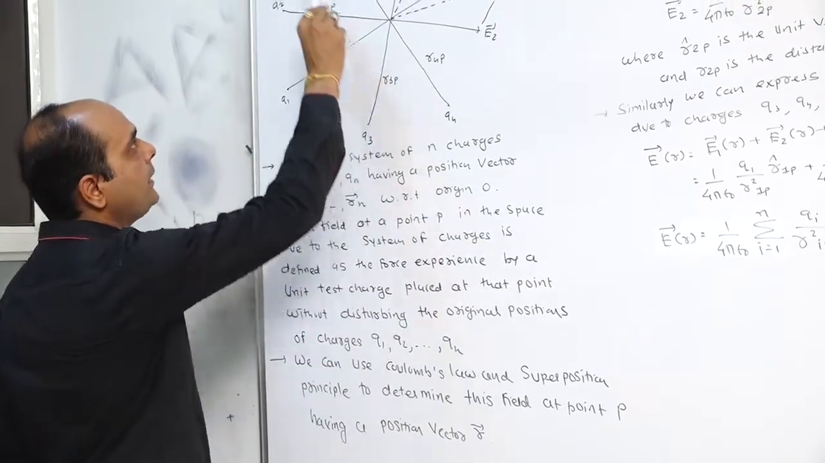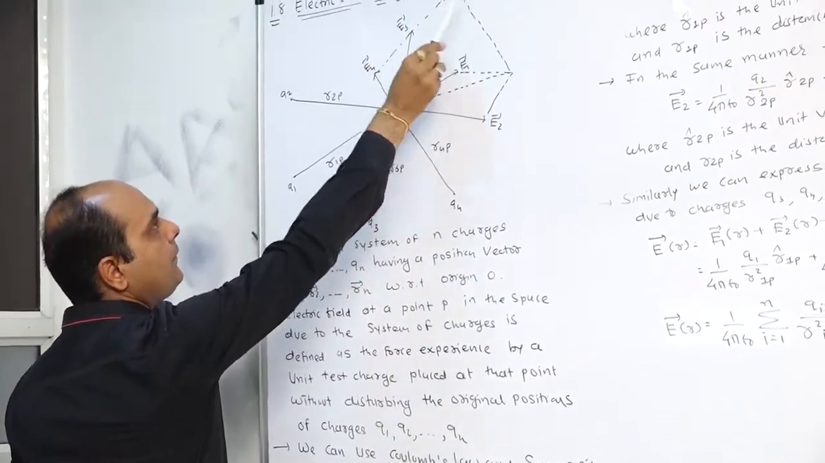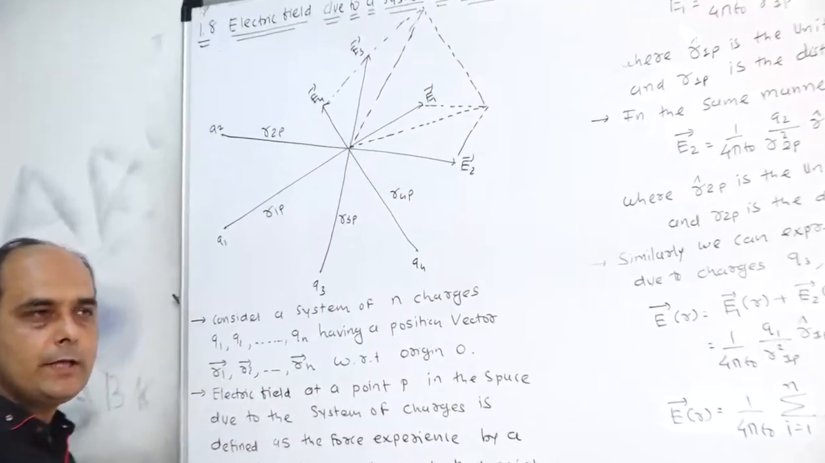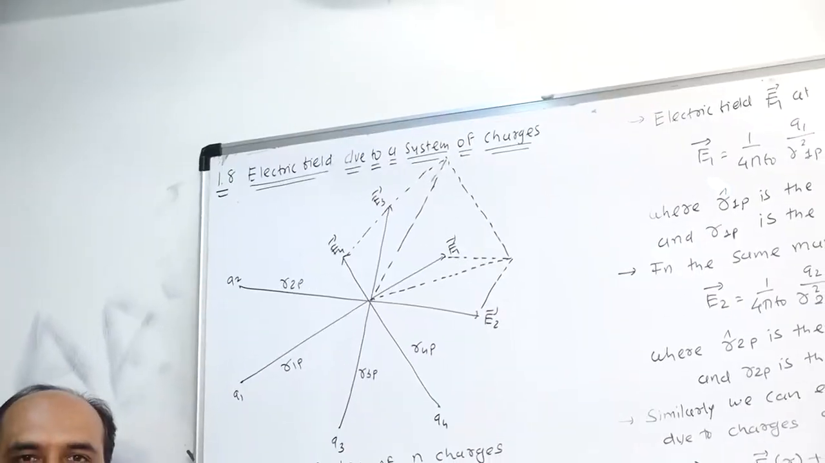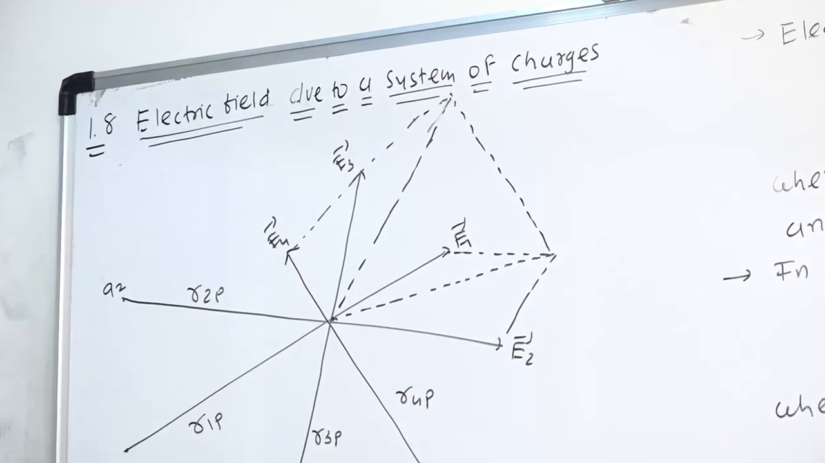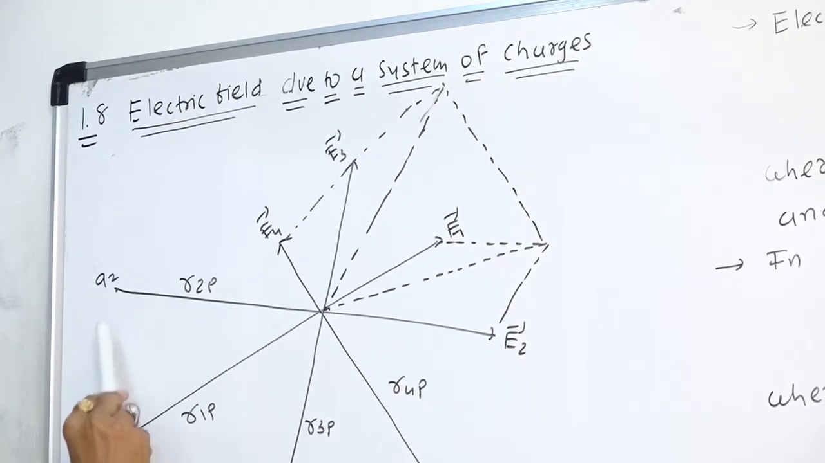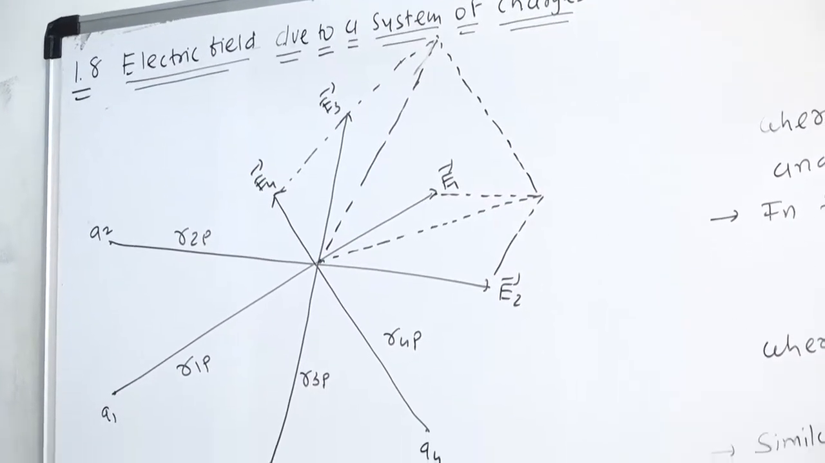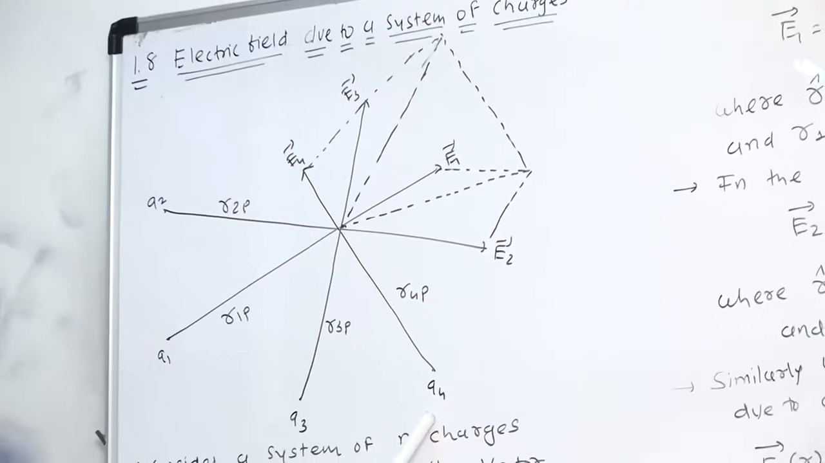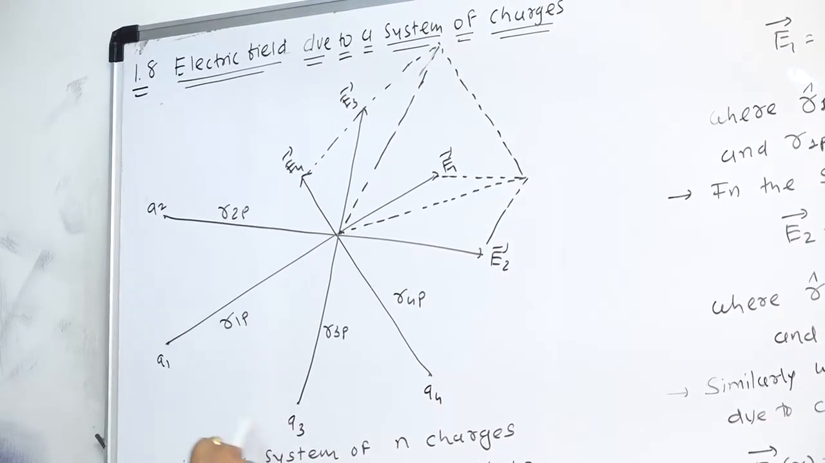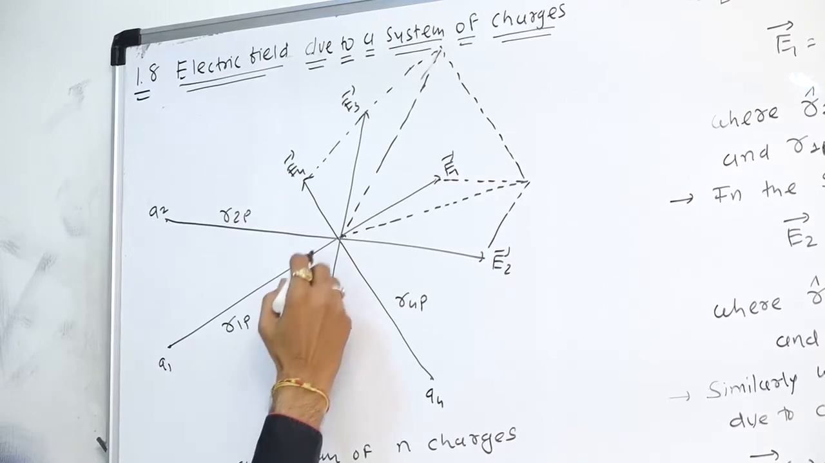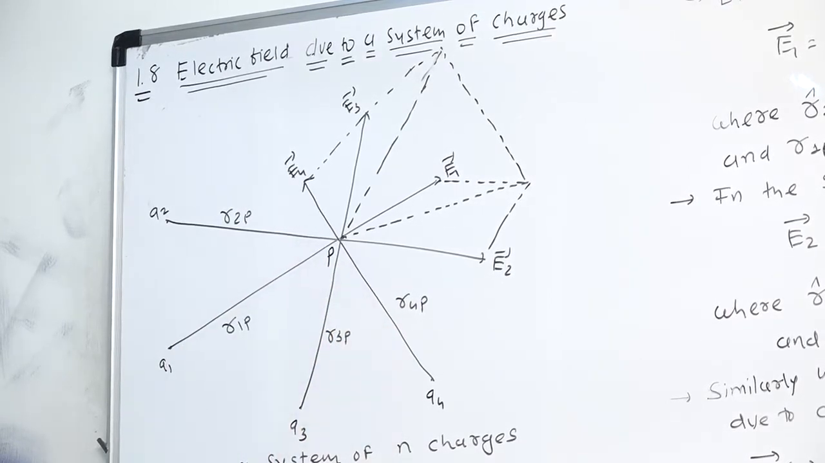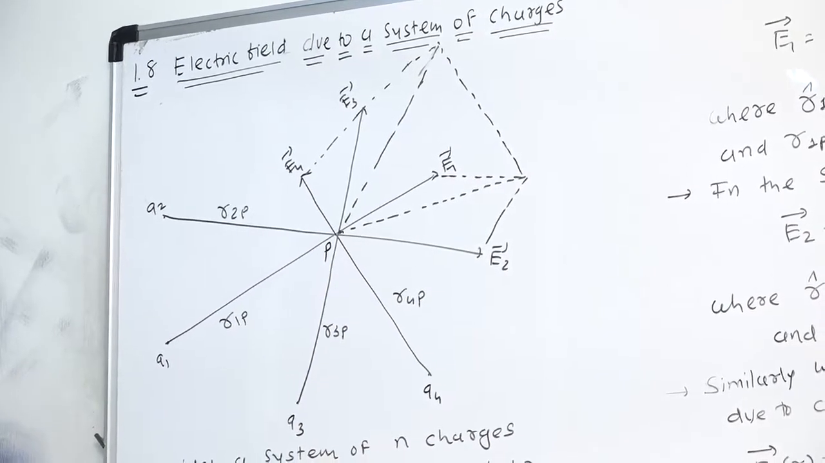So now the next topic is about the electric field due to a system of charges. The student is shown a figure with a total of 4 charges drawn on this board. First charge is Q1, next charge Q2, next charge Q3, next charge Q4. Due to these 4 charges, calculate the electric field intensity at point P.